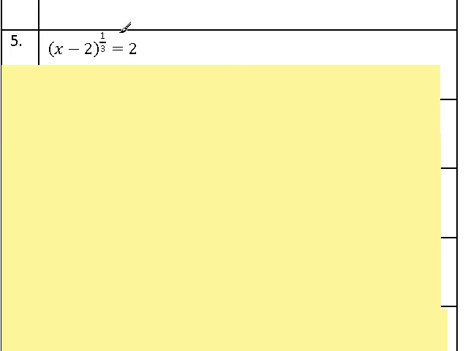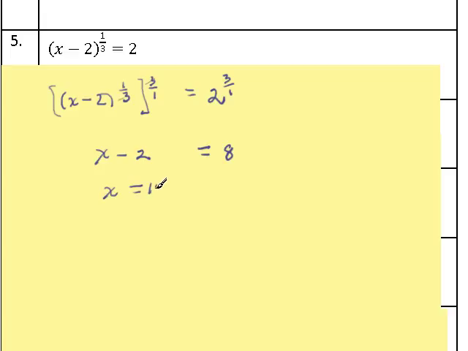In number 5, we have an expression raised to the exponent 1/3 equal to 2. So what we're going to do is open up parentheses by raising both sides to the reciprocal of 1/3. So that would be 3/1. And we have to do this on both sides. On the right side we get 2 cubed, which is 8. And on the left, when we multiply, we have this canceling, so we just have x minus 2. And finally just add 2 to both sides, and we get x is equal to 10.